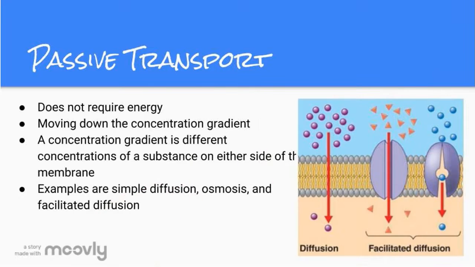In passive transport, substances move across a membrane without using energy directly. All types of passive transport involve diffusion. Diffusion is the movement of a substance to an area where it is less concentrated. During passive transport, molecules move down the concentration gradient. If they diffuse long enough, the concentration gradient will eventually disappear. A concentration gradient is different concentrations of a substance on either side of the membrane. Some examples are simple diffusion, facilitated diffusion, and osmosis.